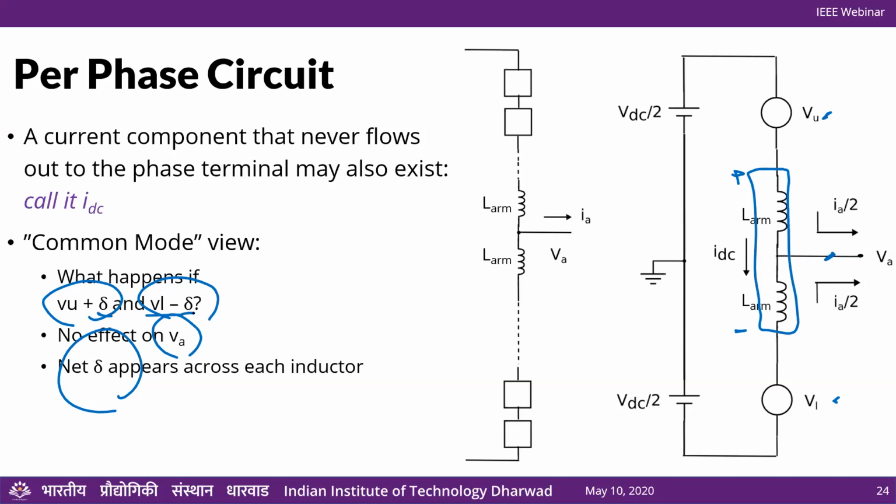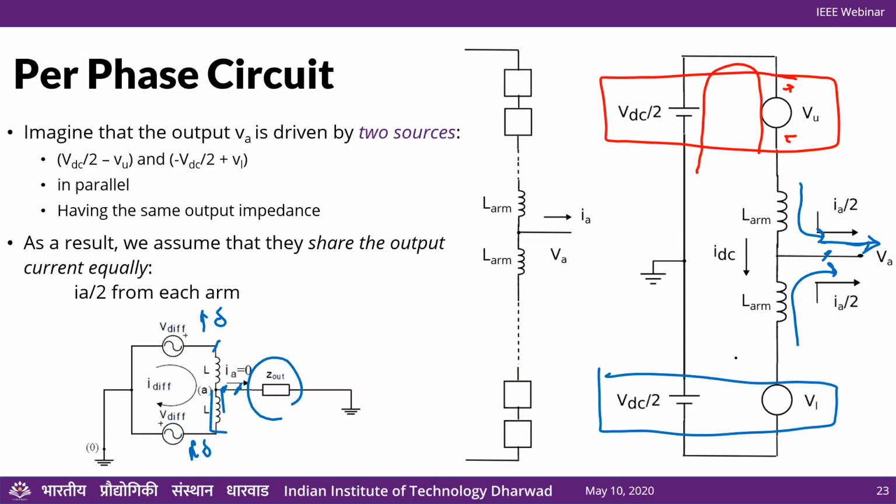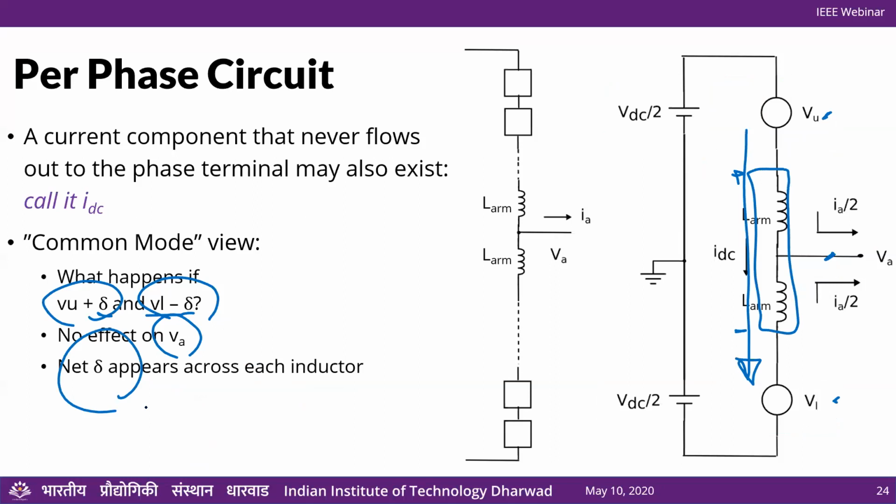So as a result, this can cause a current to flow in this direction, like this, and that current will not go out, because as you have seen in this case, superposition tells you that there's no return path for that common mode. So that current is going to basically circulate like this, right? And that equivalent in this diagram is this current going from the DC source through the two arms and back. It does not go on to the output. So let's call this component the common mode component, or the DC component.